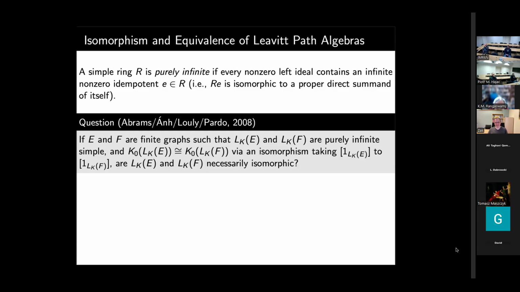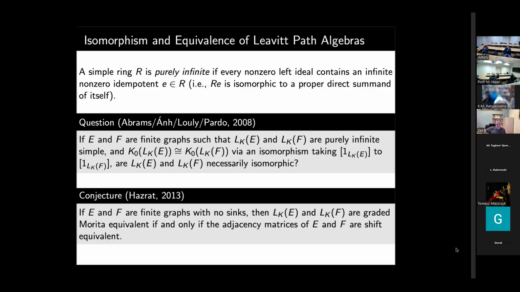Okay, let me stop you here. So, for starters, how does it relate to the Hazrat conjecture? Okay, here's the Hazrat conjecture. Well, there might be several, but this is the famous one about Morita equivalence. So again, there's a bunch of results on isomorphism and Morita equivalence in Leavitt path algebras, but there's maybe more questions than answers. So my second question is really dumb.